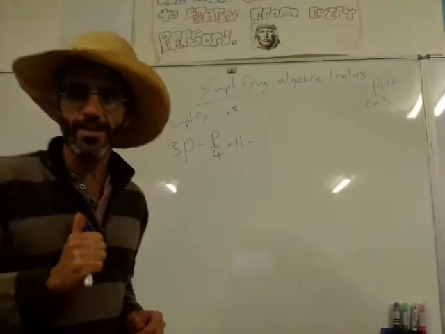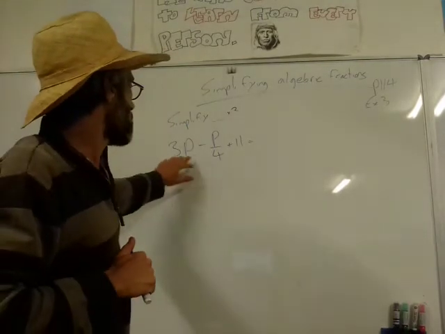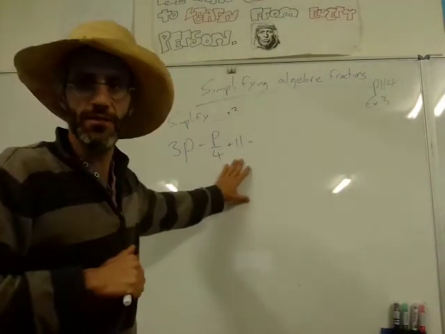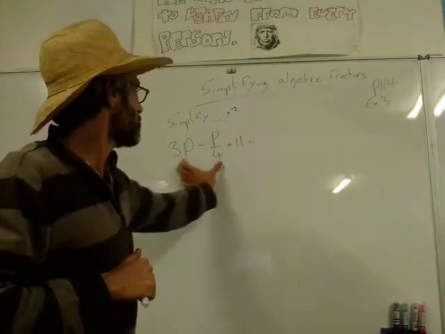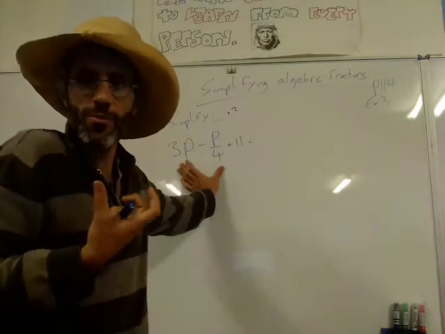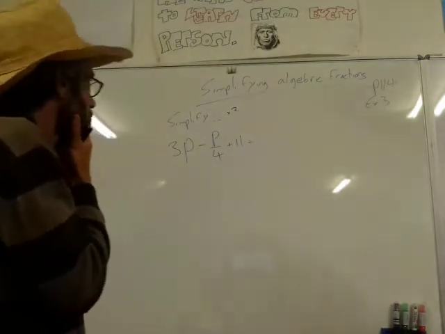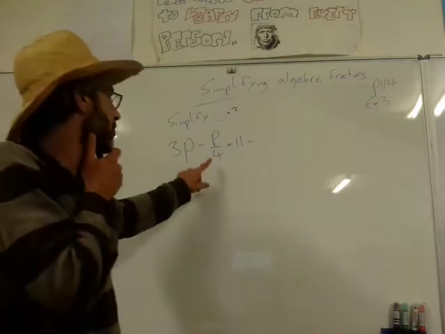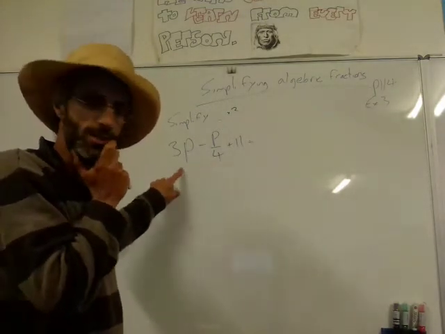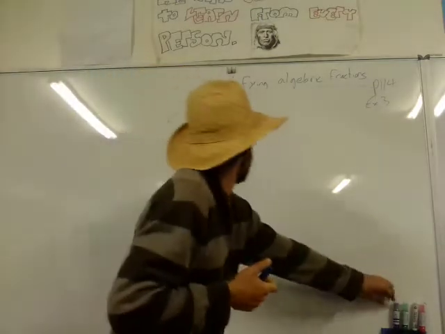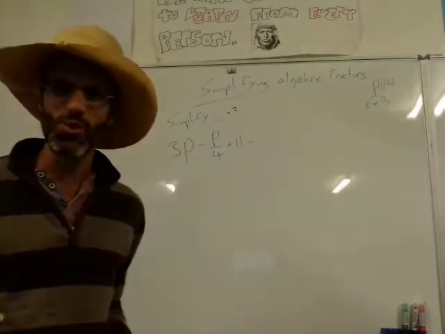Okay, guys, one more example. 3p minus p over 4 plus 11. So again, we're going to try and merge these two terms because they are something with p. Now, the reason I chose this one is a little bit funny. I've got a denominator 4 here. What's the denominator there? It's just 3p. There's no denominator. So what is the denominator?